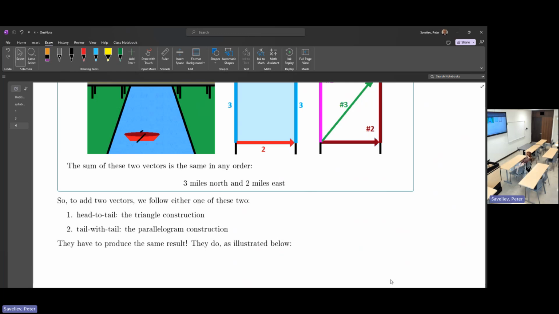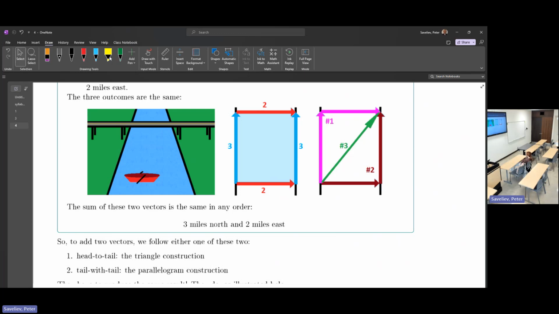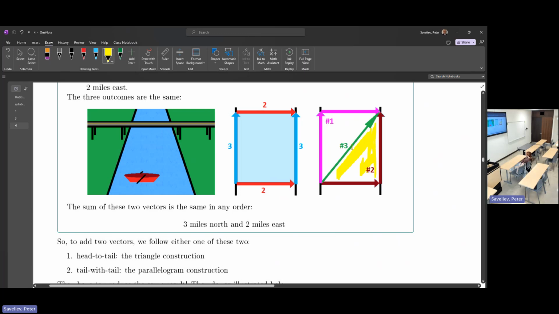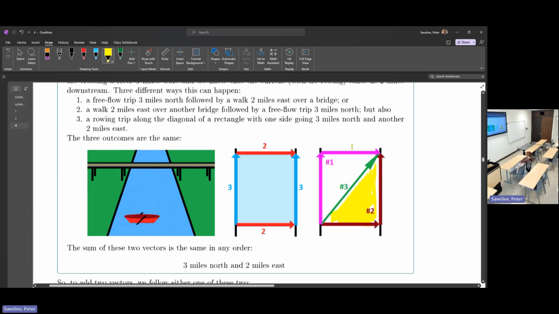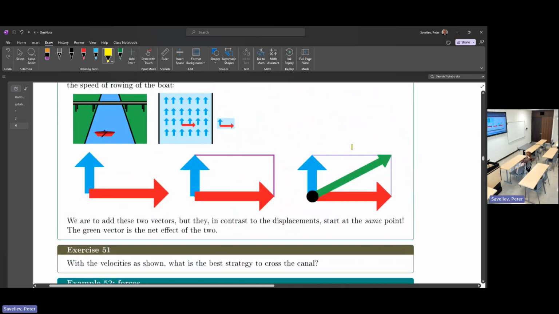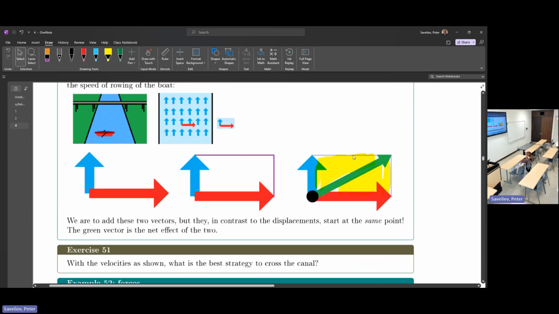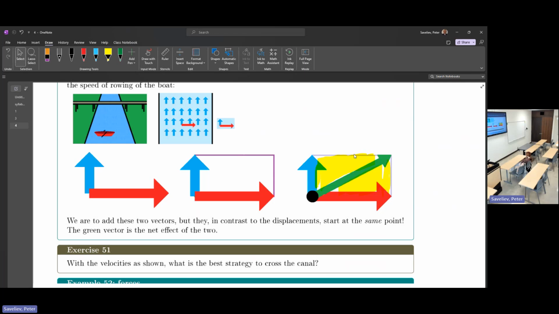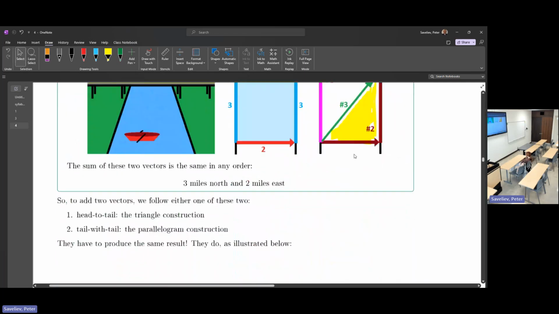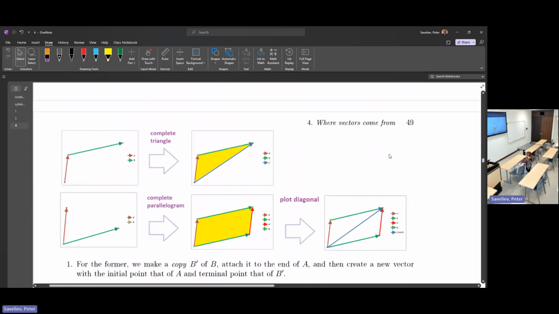So head to tail is the triangle construction. So that's my triangle here. If you wish, this is my triangle. The other one is the parallelogram construction. So this is my parallelogram construction. Naturally it is produced the same way, because after all, the parallelogram is split into two triangles. And you can easily move those vectors around as we are willing to, as if it is the flow in parallel, and that's why we want a parallelogram rather than any other shape, because that's what happens when we start shifting the vector.